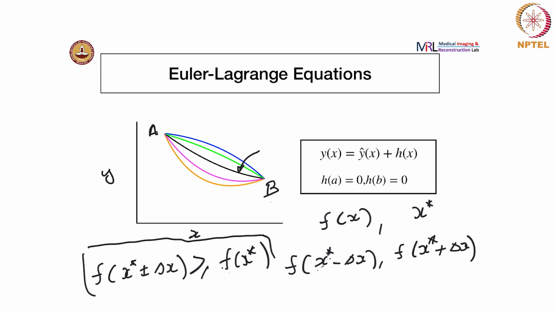If your x star is the minimum, it gives you the minimum value of f of x, and it's at x star, then if you perturb the value of x around x star, then all values of f of x will be higher than that, right? Will be greater than that.